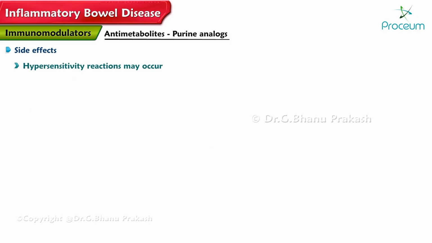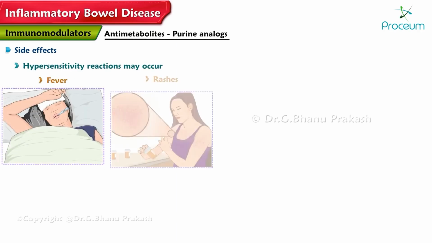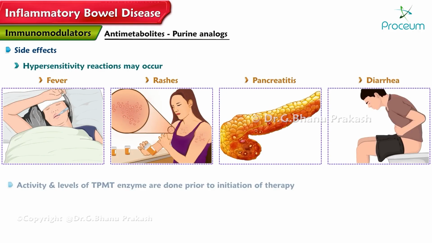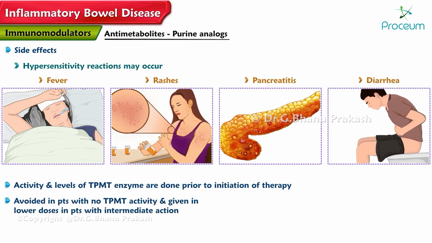Hypersensitivity reactions may occur: fever, rashes, pancreatitis, and diarrhea. Activity and levels of TPMT enzyme are checked prior to initiation of therapy. They are avoided in patients with no TPMT activity and given in lower doses in patients with intermediate activity.